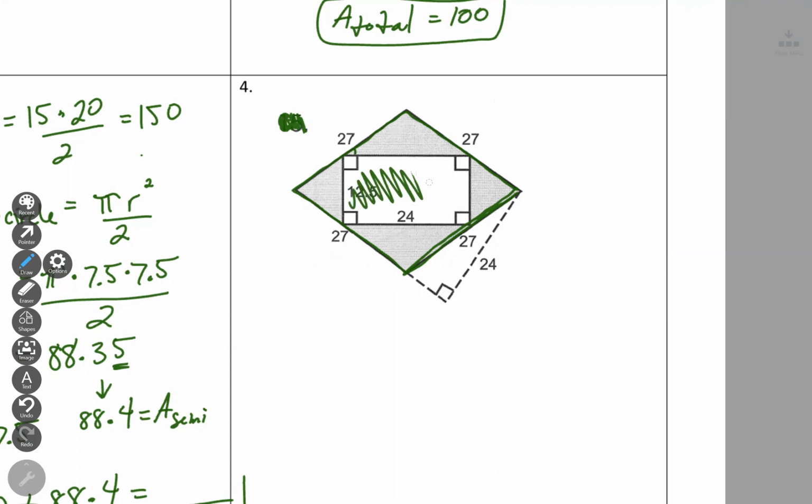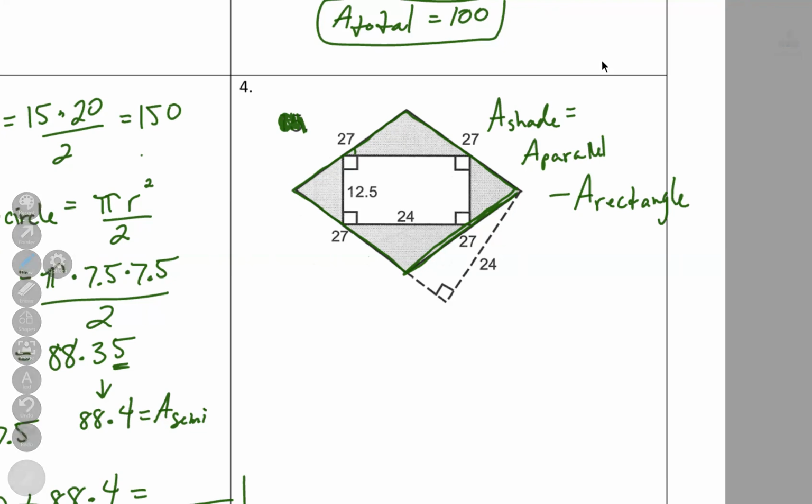Okay, and what we want to do is take away this rectangle that's on the inside. So what we're going to have to do, okay, the shaded area, it's going to be the area of the parallelogram, and we're going to have to subtract out the area of the rectangle. Okay, because we don't want that part. So basically, whenever you're doing shaded area, you're just finding the part that you don't want, and that's the part you're subtracting out. So what I'm going to do is I'm going to first find the area of the parallelogram.